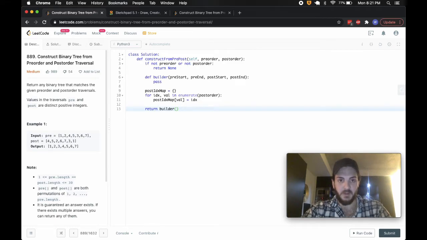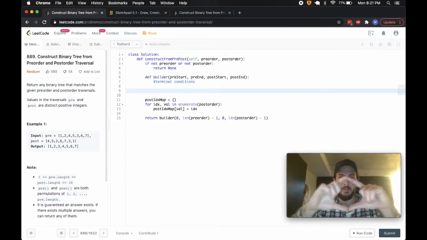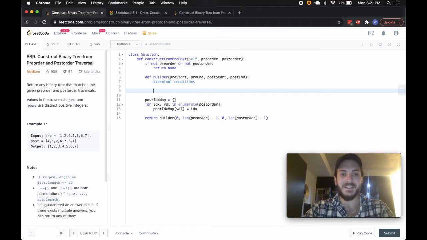So a couple things we're going to have to put in here. We said we wanted pre-start and pre-end and post-start and post-end. Well, we're going to start those, and they're going to be pointing at the start and end of each array respectively. So we'll start the pre-order at index 0, and the final one at the length of pre-order minus 1. And post-start is going to start at 0, and at the length of post-order minus 1. I don't think I'm breaking any brains here with this statement. Now, we'll think about the terminal conditions in a second. So I'll put terminal conditions here just as a note. We'll dive into them. I want to make the bulk of that logic first, and then we'll fill these in.